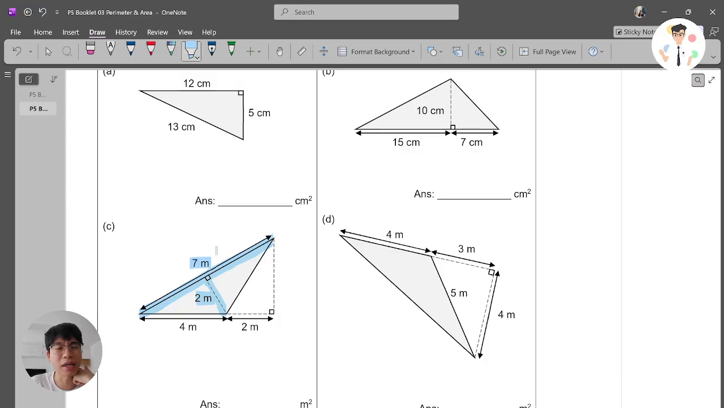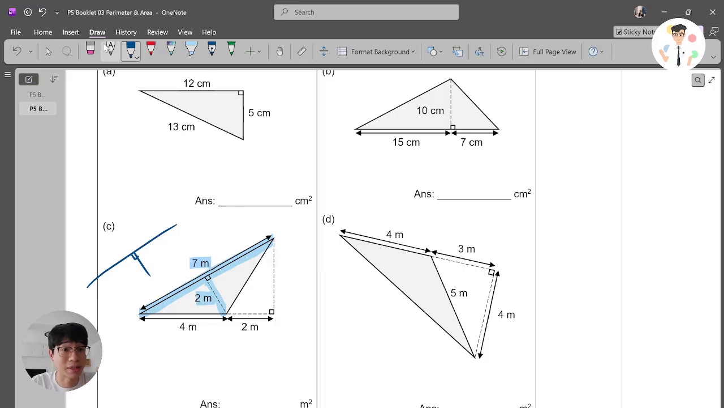Teacher, it doesn't look like a base. But although it doesn't look like a base, what I consider as base and the height 2 meter still form 90 degrees. So if you tilt your book, it actually becomes a base and a height also, right? So it doesn't really matter how it looks. If we tilt it and go back down, it will be a 90 degree.